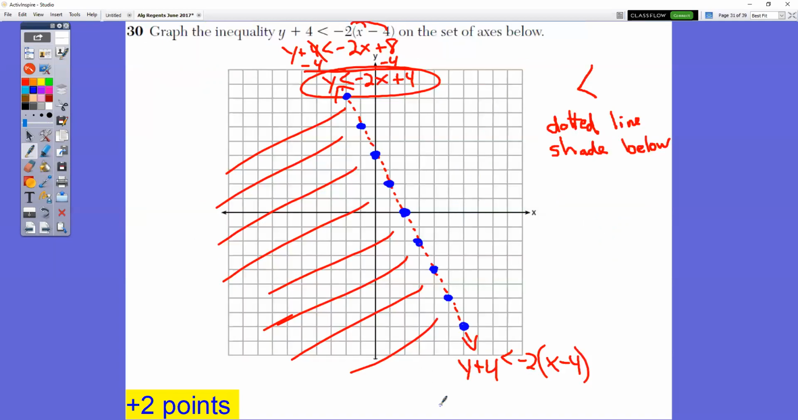This one, I can guarantee you that even if you are taking the local final, this one is going to be on here, something like this.